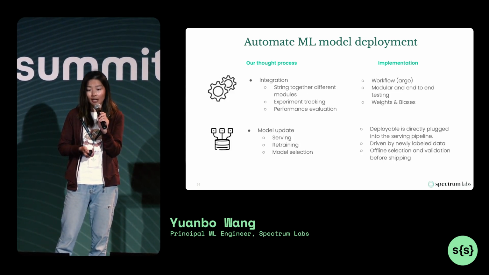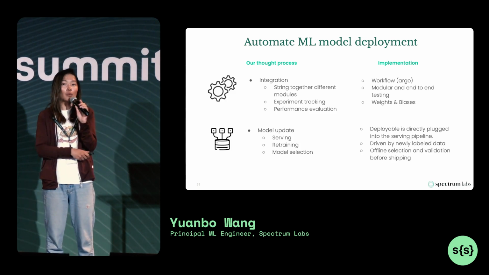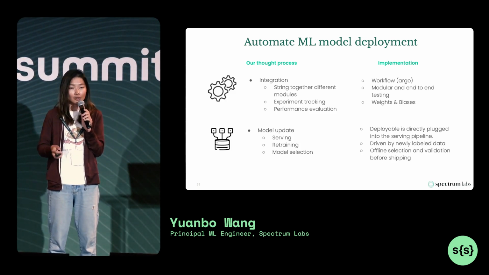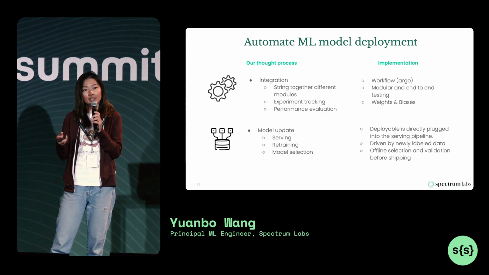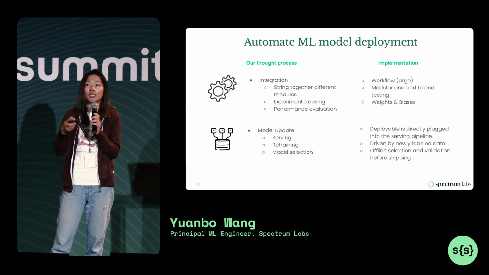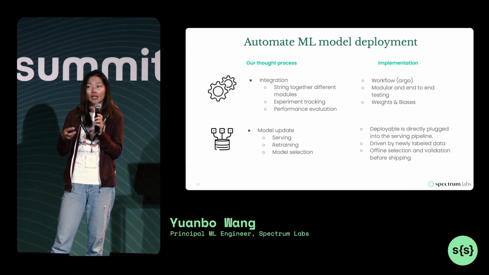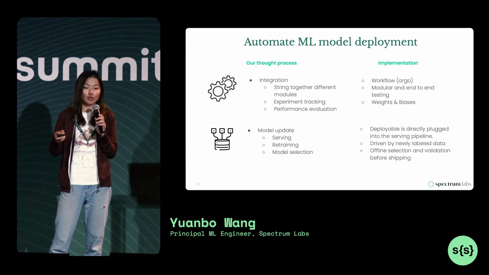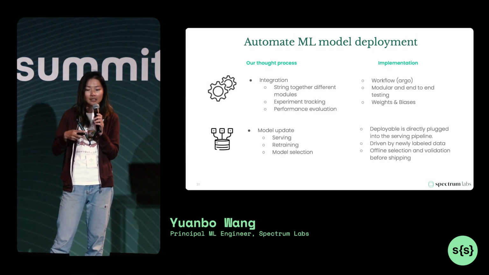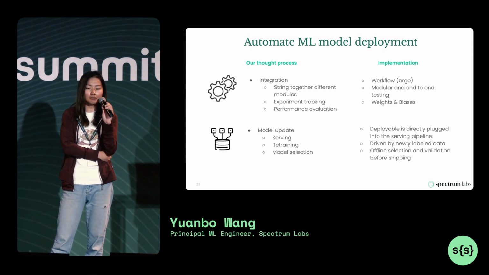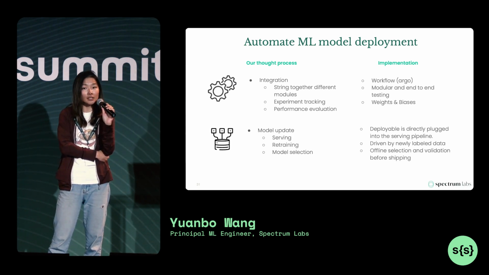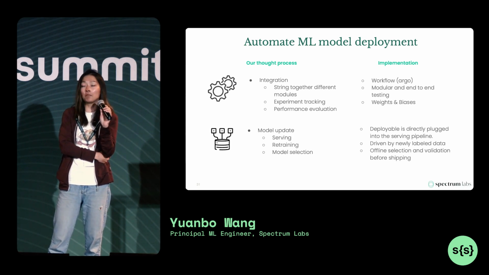After that, we want to make sure that we are integrating different pieces together. We have our data, we have our model, then we have various validation steps, and then we are generating an output, and the output will go into the production service. We want to make sure that all these modules are strung together. And then we also want to be mindful about experiment tracking. Here we mean both offline and online experiments.